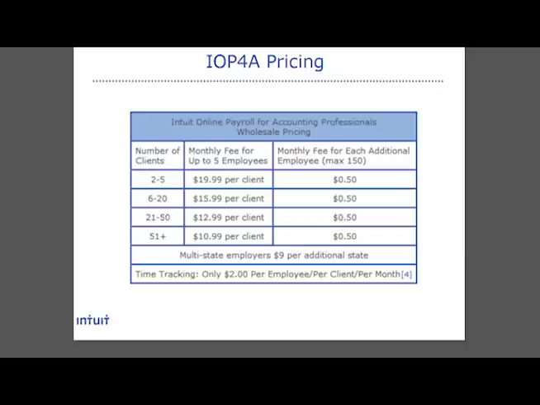So when we're looking at the pricing, how many clients we have is how we're going to get charged. So the more clients we have, the less per month we're going to get charged. It's always $50 per employee, but if we have 2 to 5 clients, it's going to be $19.99 per client. If we have 6 to 20, it drops to $15.99, and then you see up there, I don't have to read the slide to you. If you wanted to add time tracking, it's $2 per employee per month, basically, so that's a pretty cheap time tracking feature. If you've looked at some of the other time tracking solutions that integrate into QuickBooks, this is one that is pretty cost effective there.